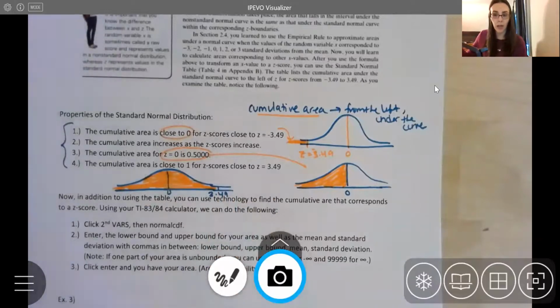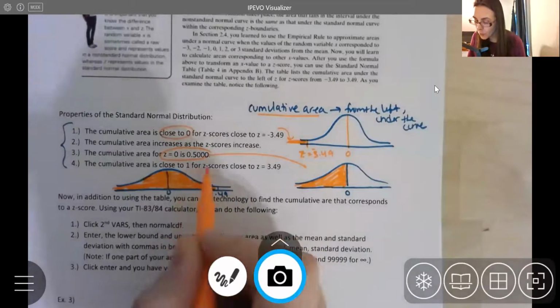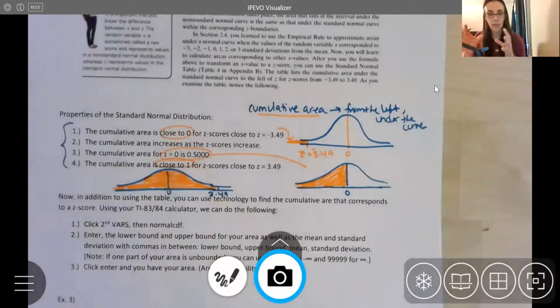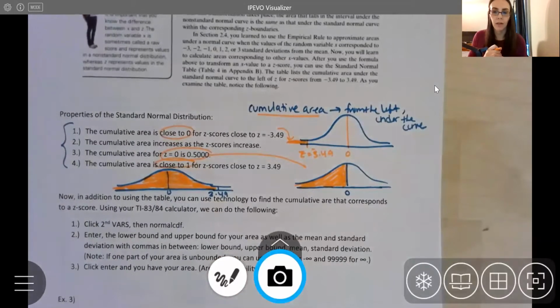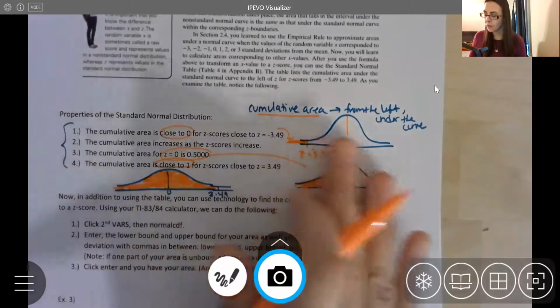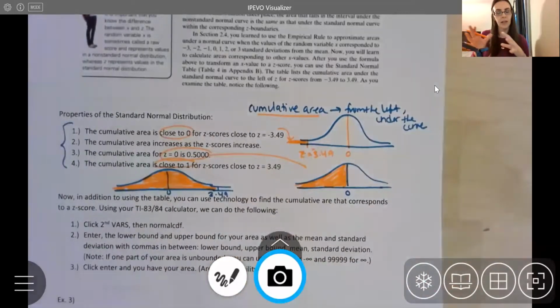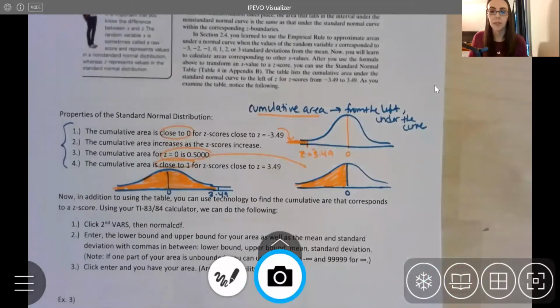That would keep going, that's not shaded in. But most of your area is shaded in. So your area is very close to 1 at this point. We have almost the whole thing. So as you're getting further to the right for those z-scores, more area is shaded in when we're talking about cumulative area. So you're getting close to that 100% or that value of 1.